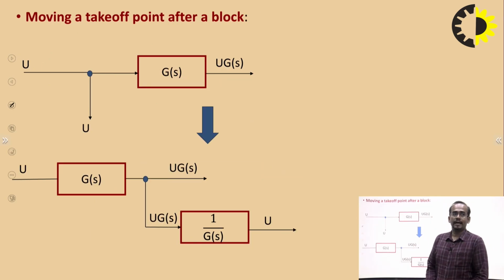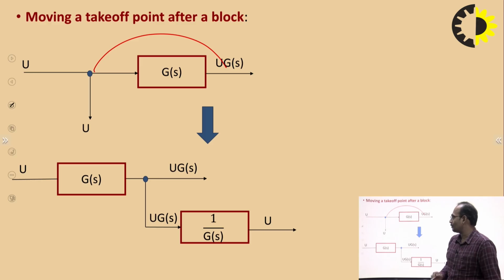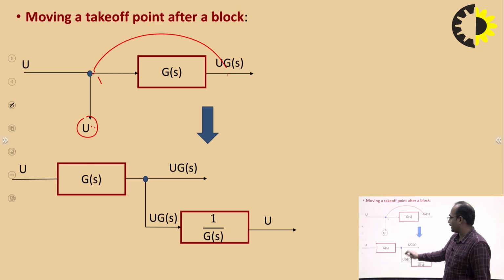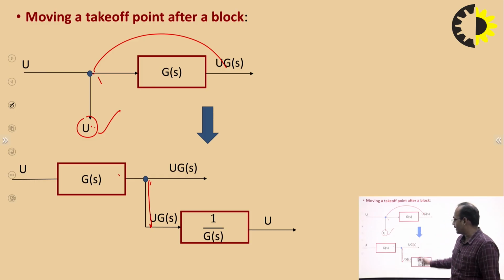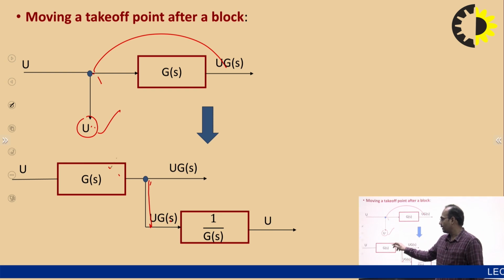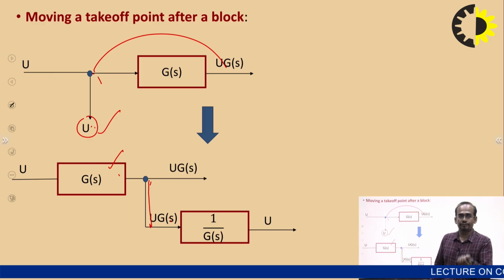Moving a takeoff point after a block. I am shifting this takeoff point after the block. If the takeoff point was here, then the output of this takeoff point is u. If I am shifting this takeoff point to this position, then I am getting there u times Gs. For getting this output u, I have to divide this output by a gain Gs. After that, or you can say I have to use a block of inverse gain of the block, after shifting the takeoff point.